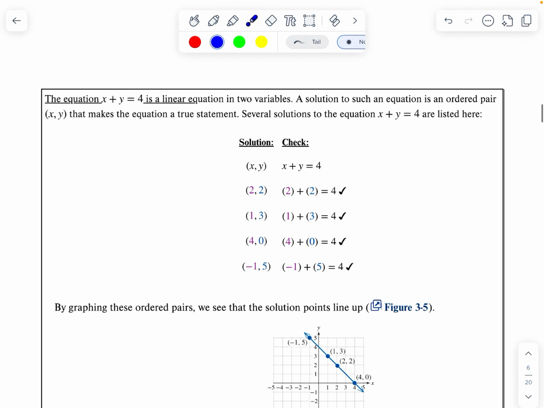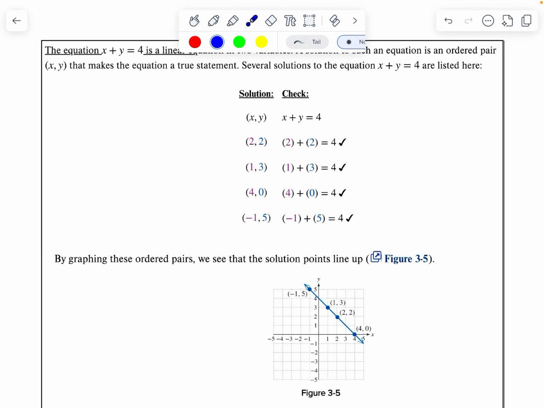The equation, look at this equation right here, x plus y equals 4. That is a linear equation in two variables, right? It's a linear equation. It has 2 variables, x and y. There are a bunch of solutions, like I said. The solution 2 comma 2 is a solution, and I know that it's a solution because if I plug it into the equation, x plus y equals 4, 2 plus 2 equals 4, check. 1 plus 3, yes, that equals 4. 4 plus 0, that equals 4.